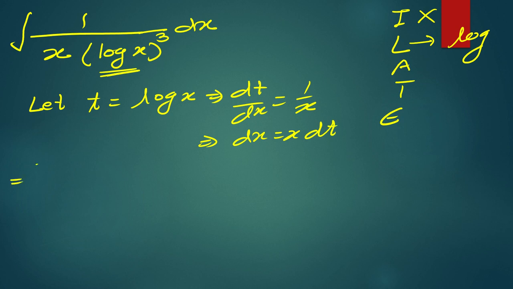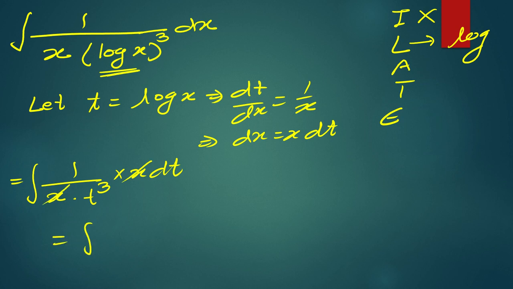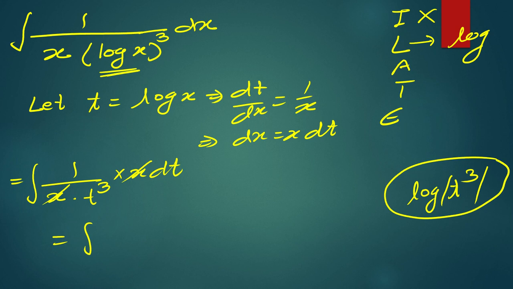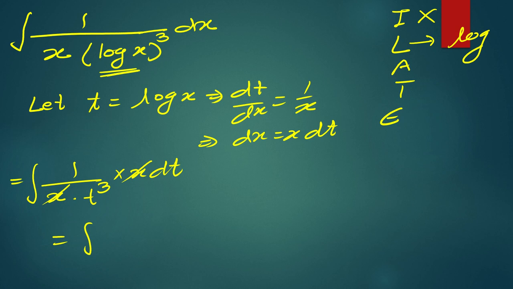So the integration will be 1 over x times, log x we have taken as t, so t to the power 3. dx means x dt. So this x and this x cancelled out. So it will be 1 over t cube. 1 over t cube integration will be log of t cube. Yes or no? Did you say yes? Okay, this is wrong, because I told you that formula is applicable only when you have log x, not any other power. So it will be written as t to the power minus 3.